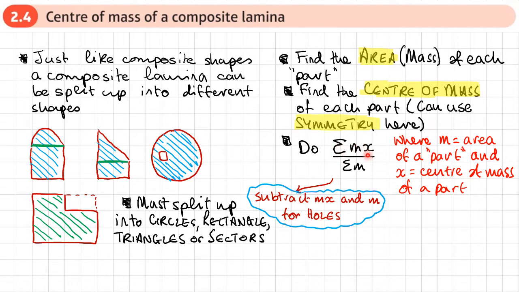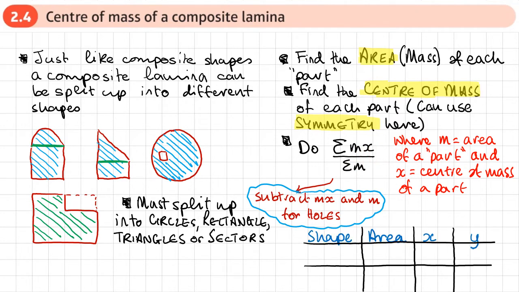So we do the sum of mx over the sum of m, where m is the area and x is the center of mass of a part. So basically this formula now becomes area times center of mass for each part, and we find the sum of those and divide by the sum of the areas. Now some shapes have holes in, like this one. The only difference is that when we work out mx, we subtract it, and when we work out m, we subtract it. So it's still the sum, but you could think of mx and m as being negatives in that sum.